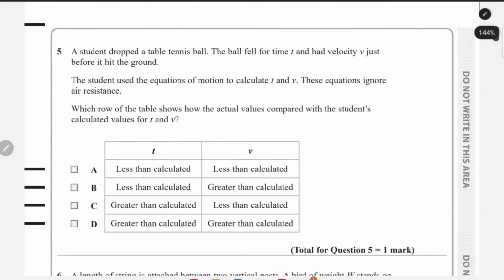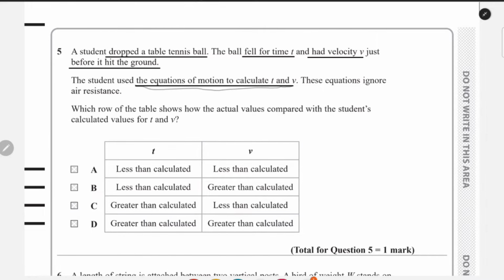Now in question 5, a student dropped a table tennis ball which fell for time t and had velocity v just before it hit the ground. Now we are told that they use the equations of motion, or the SUVAT equations, to calculate t and v, ignoring air resistance. Now we have to select how the actual values would be different from the student's calculated values.